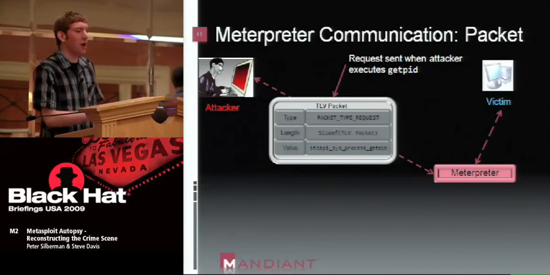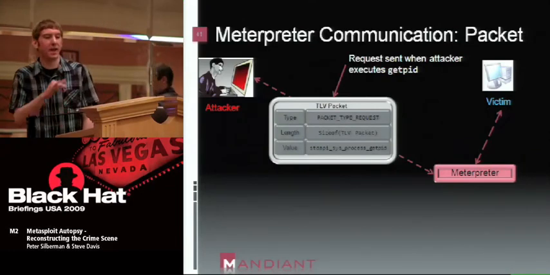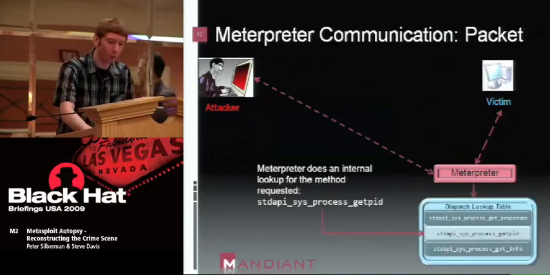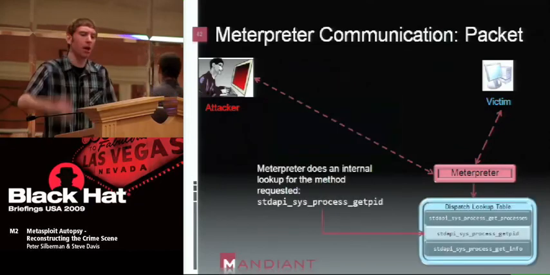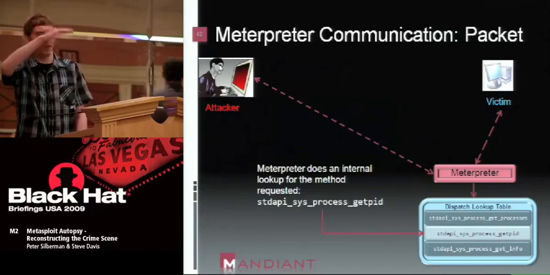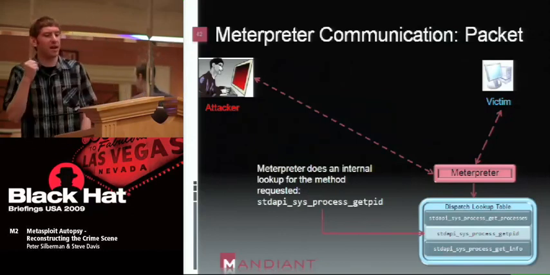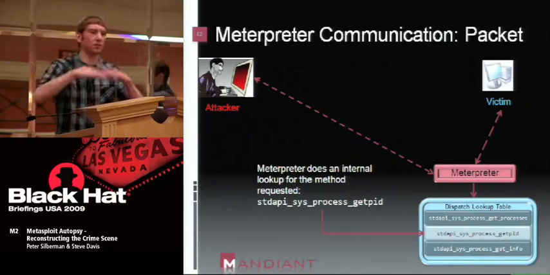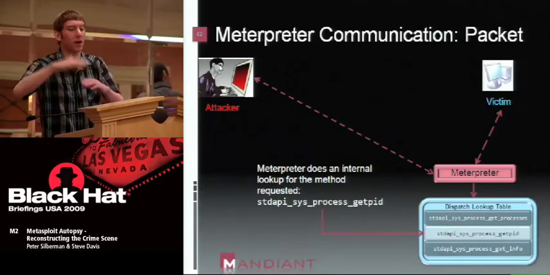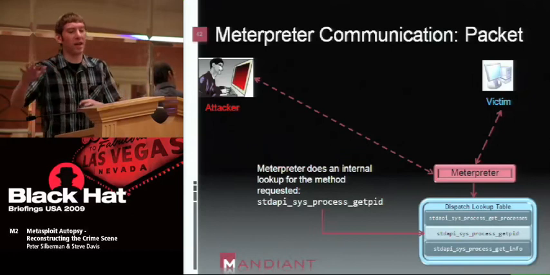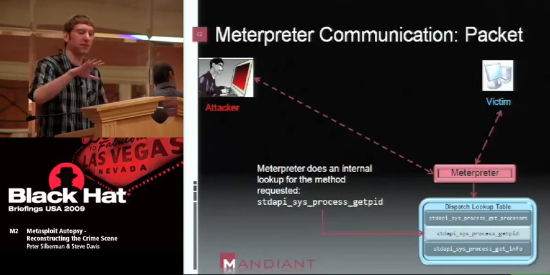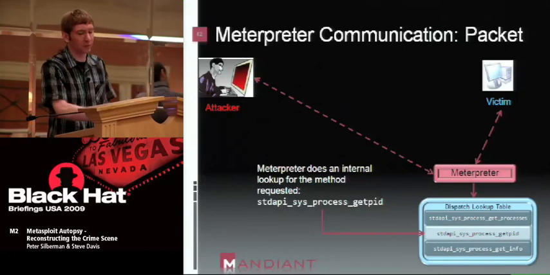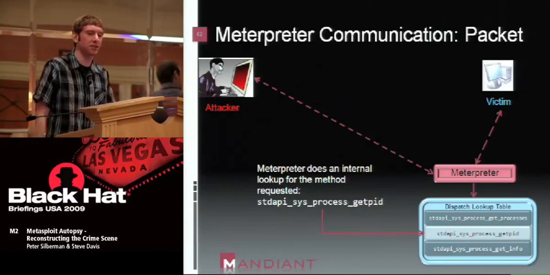Now this value is incredibly important to us because what happens here is this standard API sys process get PID, once it's sent and received by Meterpreter, Meterpreter has this nice little function dispatch table where when it gets that process get PID request, it's like, okay, I now have to do something. So I'm going to look up in my dispatch table or my function offset table what I have to do and what's associated with that specific request. And as you can see, Meterpreter is going to do the internal lookup for what we just requested, standard API sys process get PID.